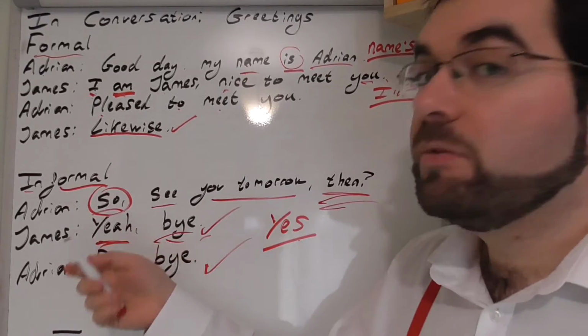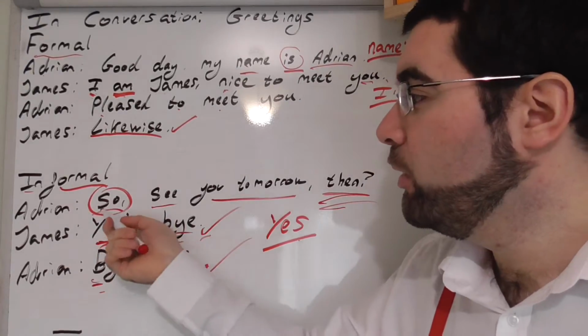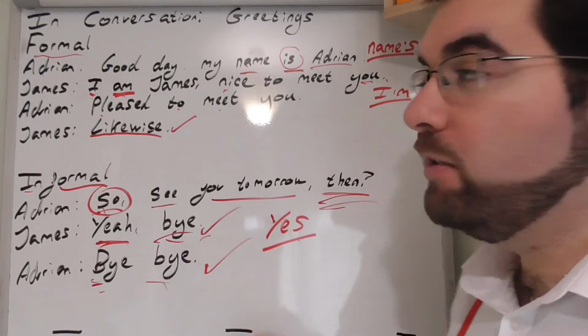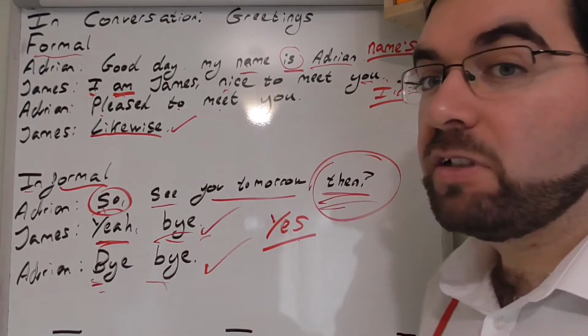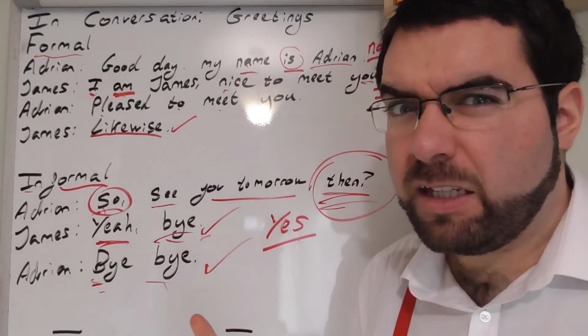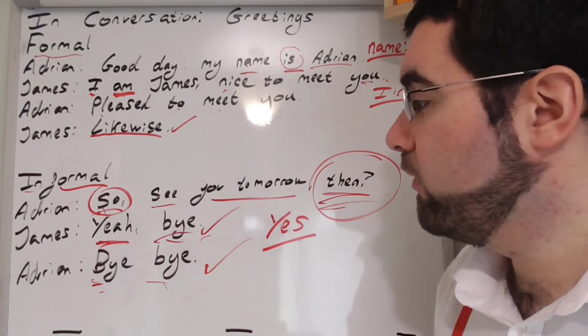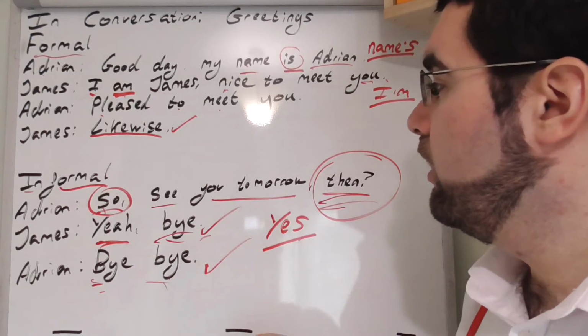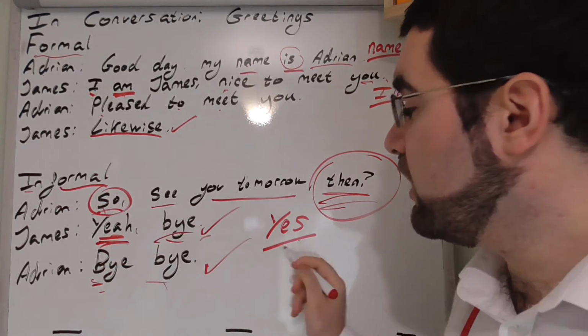So by adding "so," like just now, we can make it more informal. Adrian, so, see you tomorrow then. And finishing it off, to clarify, see you tomorrow then, I guess. Then, yeah. And bye, not goodbye, but bye. Nice. And yeah, as opposed to yes.